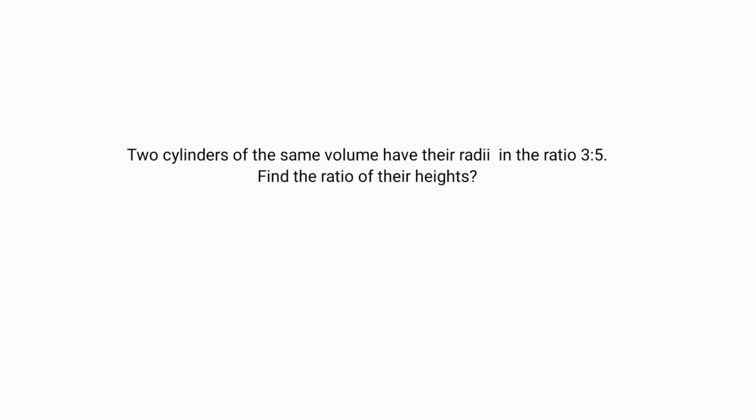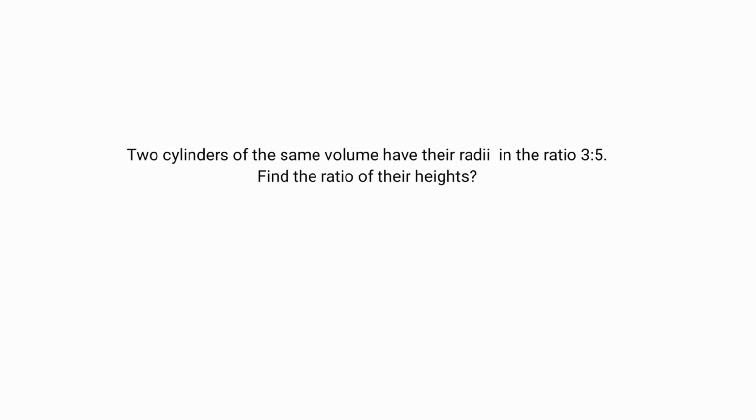Next question. Two cylinders of the same volume have the radii in the ratio 3 is to 5. Find the ratio of their heights. This question is very simple and you can directly write the answer without even thinking. That is, if two cylinders having the same volume, if the radii is given, to find the ratio of their heights, what you need to do is just take the square and interchange it. That is, here 3 is to 5.